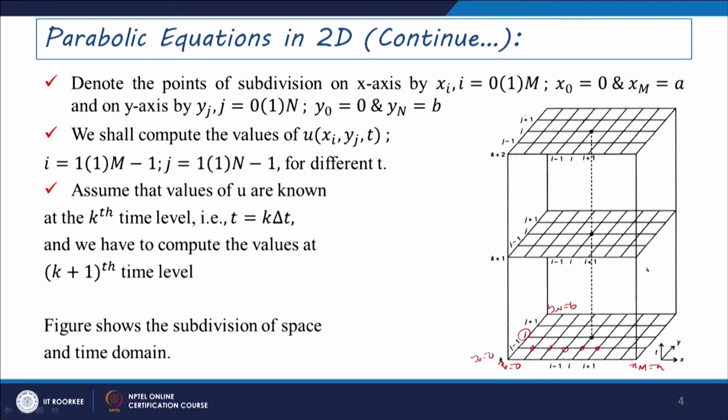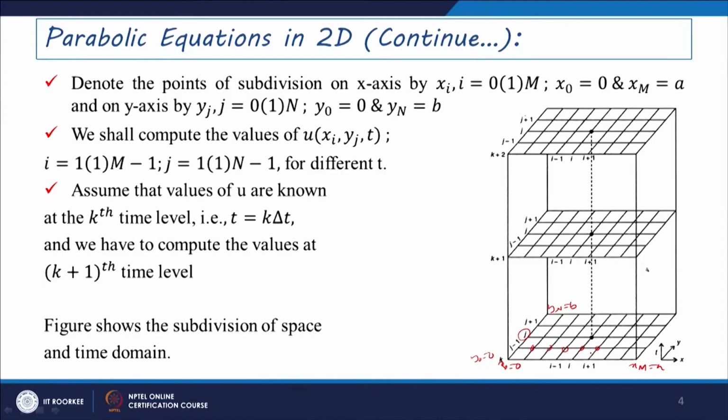For variation of i equals 1 to m minus 1 and j equals 1 to n minus 1 for different t values. So, assume that u is known to us at the kth time level. If kth level values are known, and the boundary values are known to us, then for the next immediate level we can proceed by considering these boundary level values for the next iterated level calculations.